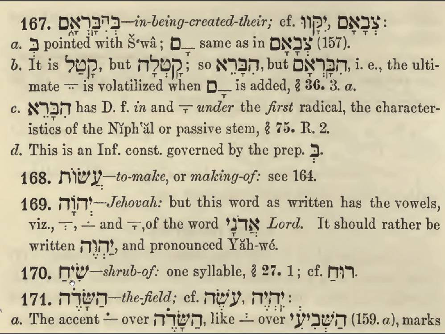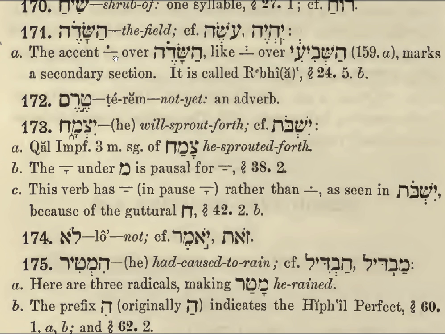Siach, shrub of, siach, one syllable, because this here is a furtive patach. Hasadeh, the field. So this is a regular ha with double sade. This mark here, which in most biblical texts is actually a little diamond shape, not a dot, is called the rebinga. It's a musical note or an accent. Hasadeh, and it marks a secondary section of a text, just as this accent here does as well.